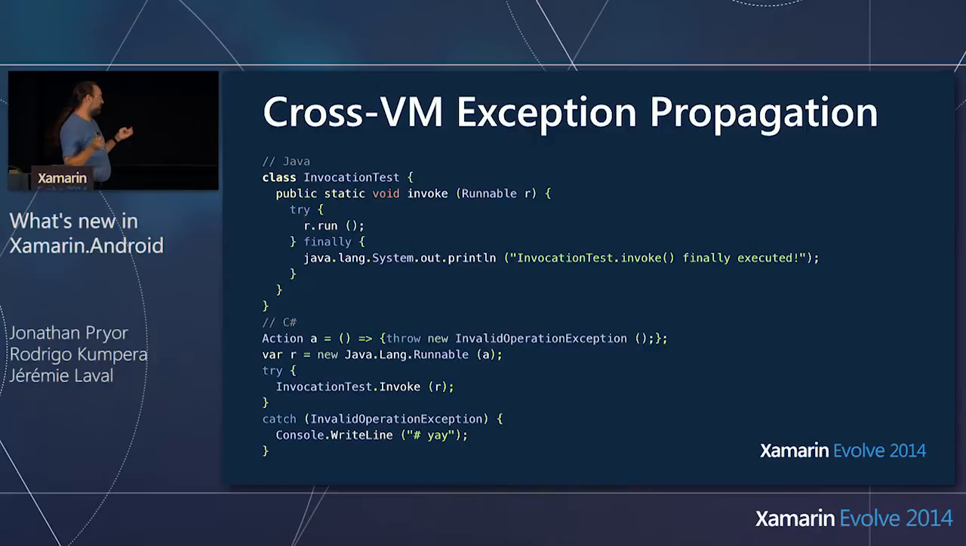So the exception should be thrown. We'll hit the finally block. The message will be printed. We'll re-enter managed code. We'll hit the catch block. We'll catch the exception. Life continues as normal. Everybody's happy, right? This is what we might expect to happen.